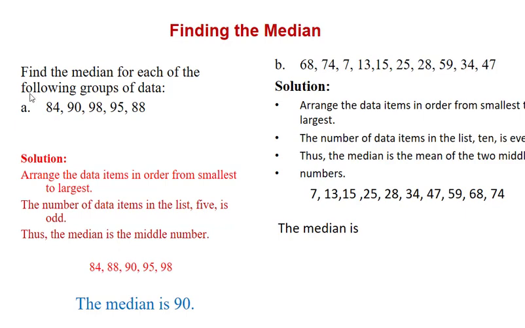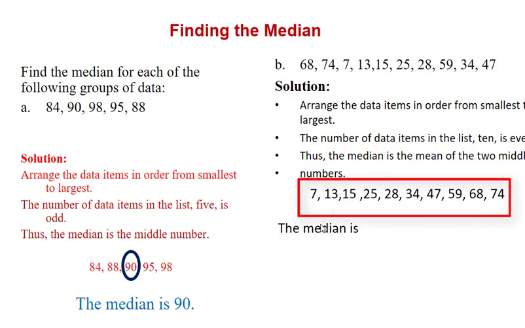So let's look at these 2 problems. Find the median for this data. Well, I will put them in order from the smallest to the largest. There are 5 items. It's an odd number. The median is 90.